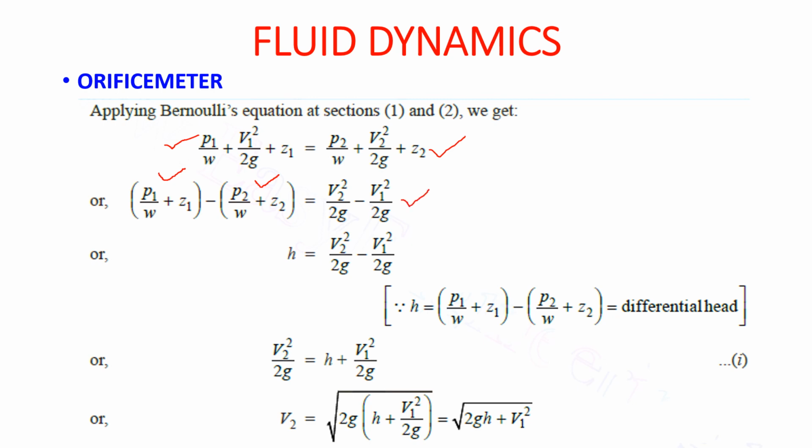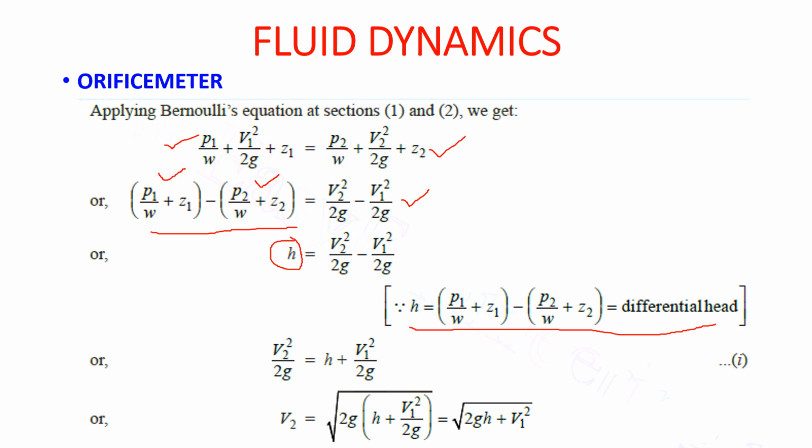So we get P1 by W plus Z1 minus P2 by W plus Z2 is equal to V2 square by 2G minus V1 square by 2G. Now we know in the previous derivation of the Venturi meter also we had seen that this whole value is equal to H. So H is equal to V2 square by 2G minus V1 square by 2G. So here it is written, this differential head is nothing but P1 by W plus Z1 minus P2 by W plus Z2.